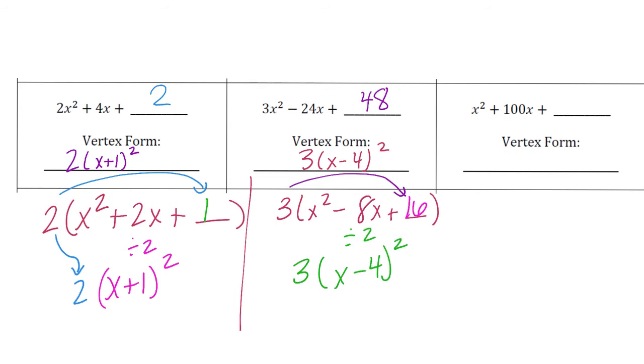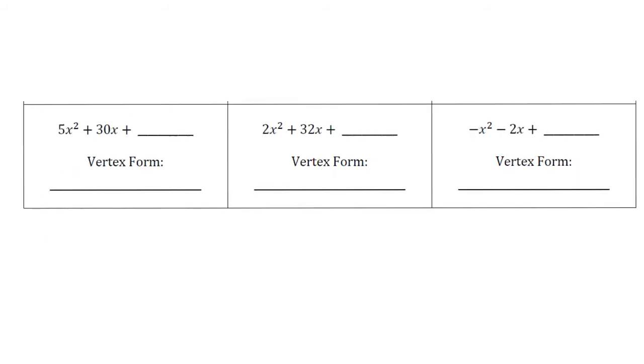All right, we're going to do the last one on this row. We have to divide 100 by 2. We get x plus 50 squared, and 50 squared is going to be 2,500. Hopefully this is making sense to you, and you see when we have to take that number out and when we don't. All right, let's go on to the next few.